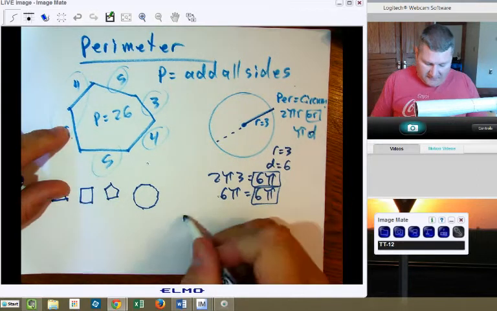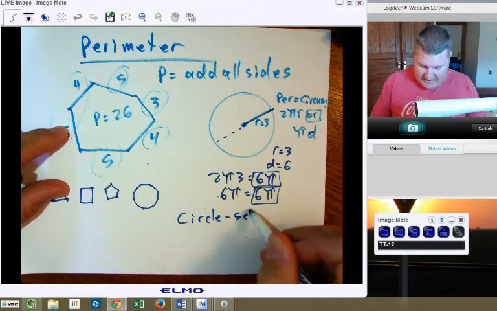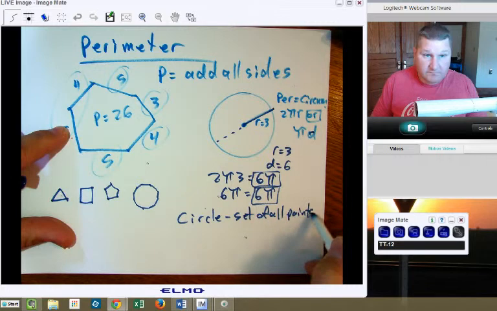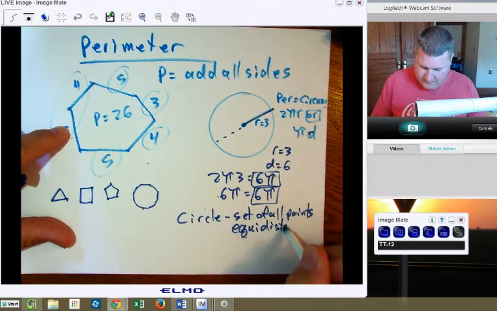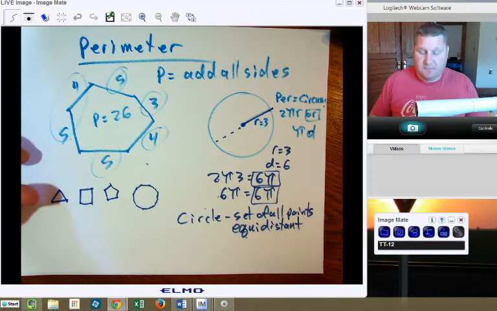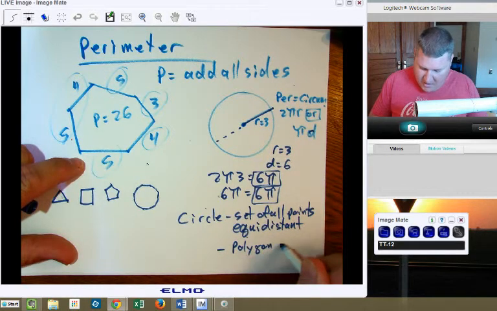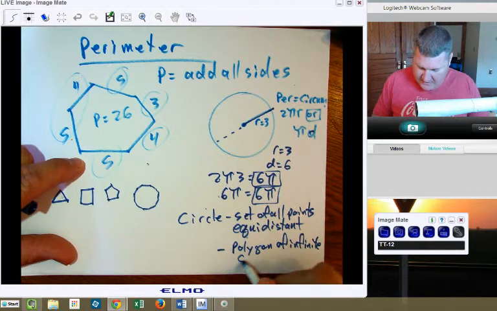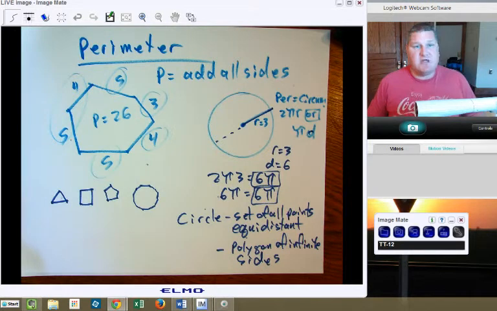So a circle can be defined two ways. Circle: set of all points equidistant from the center. It could also be a polygon of infinite sides. Because if I could draw a polygon with 100 sides, you would not be able to tell the difference between that and a circle.